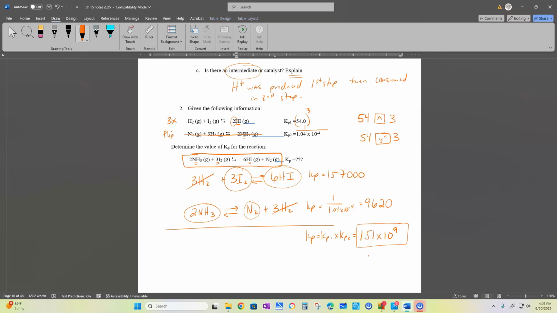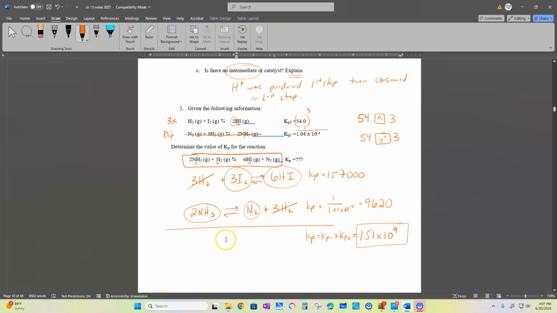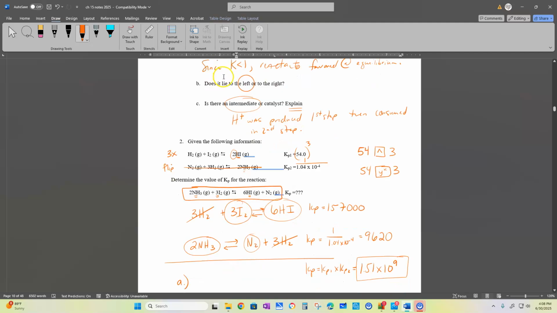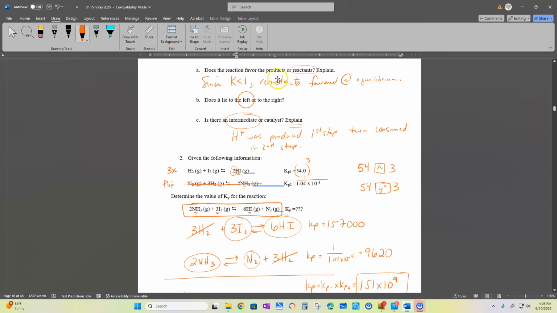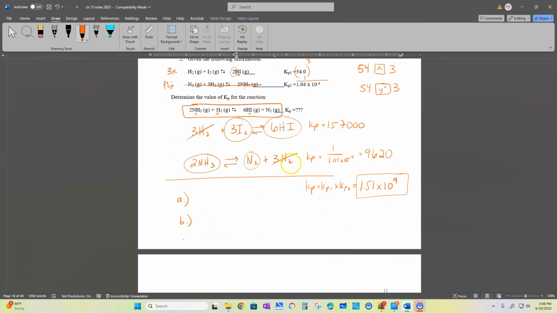All right, so let's see, and I don't think I put the questions there, okay? But I'll put them on there. So part A, we're going to do the same thing that we did above. Does the reaction favor the products or the reactants? Okay. Part B, you answer that question. Part B, does it lie to the left or the right? And part C, was there an intermediate or catalyst? Okay. You answer those 3, finish it up, and I'll see you on the next one.